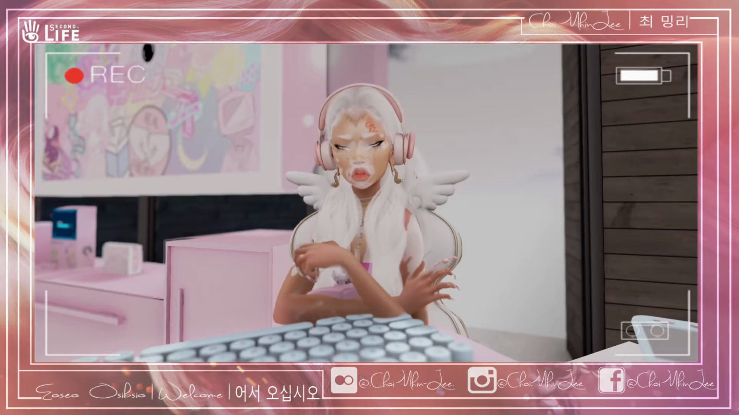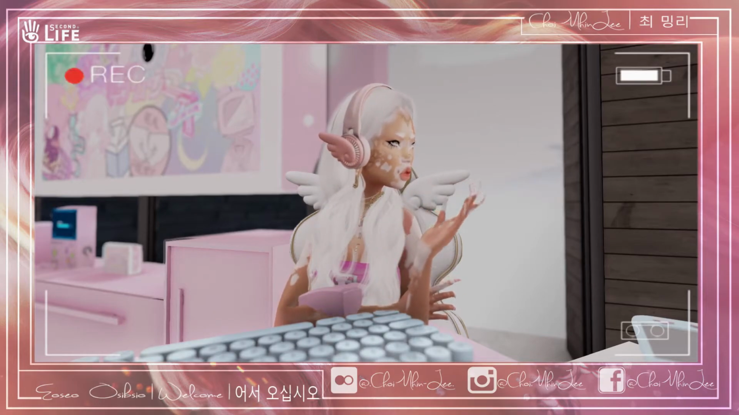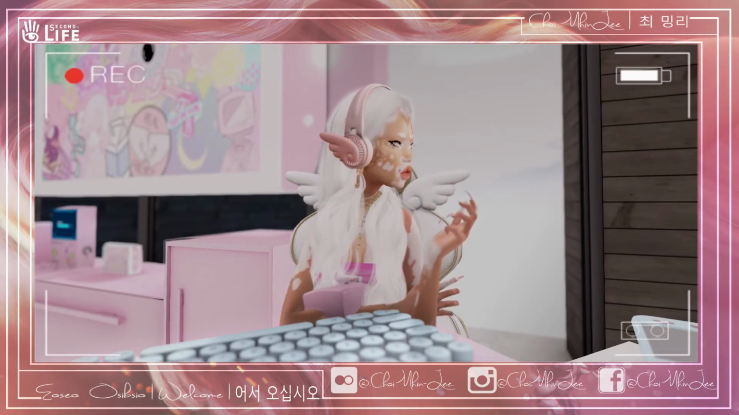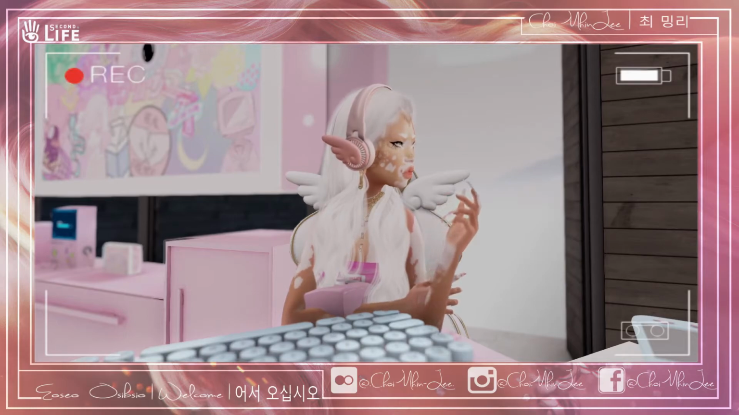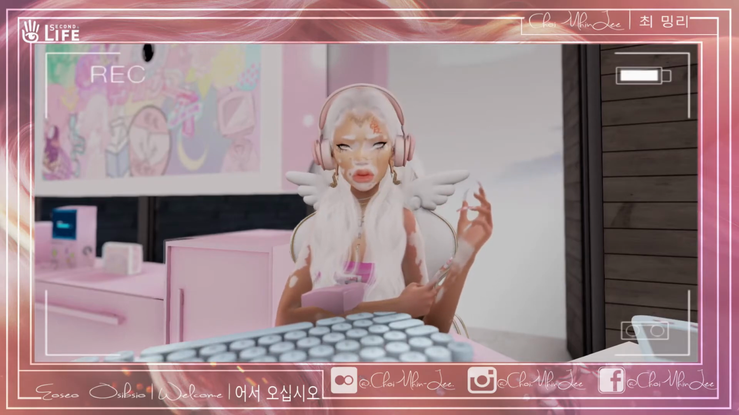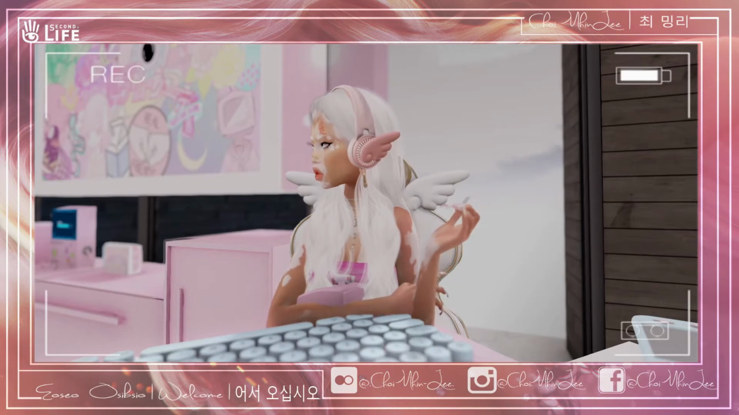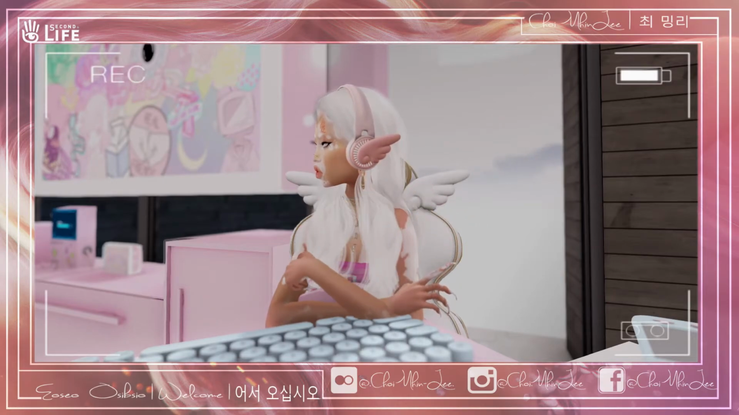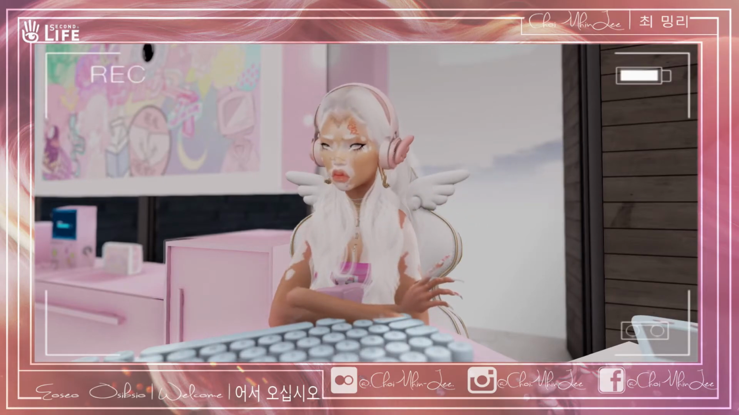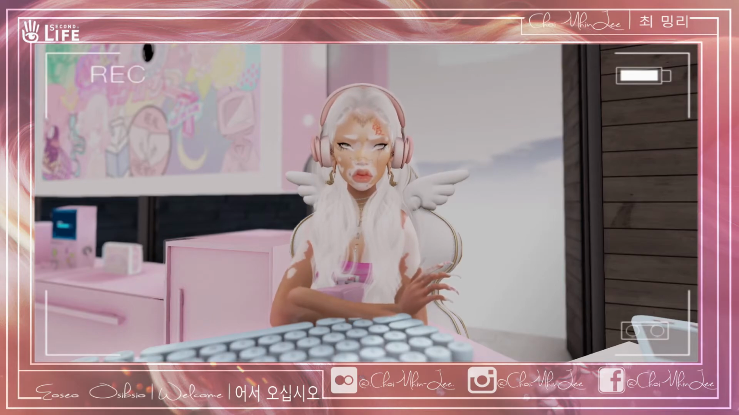So far that is the sim that I have created for myself. I'm probably gonna update her because just like I do with Second Life, I am forever changing. But at the moment, that is what she's looking like with the mashup of myself and myself.